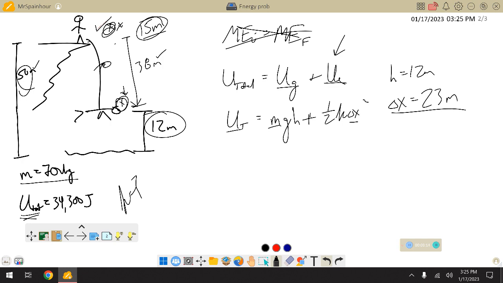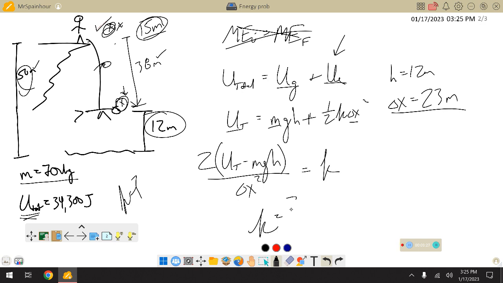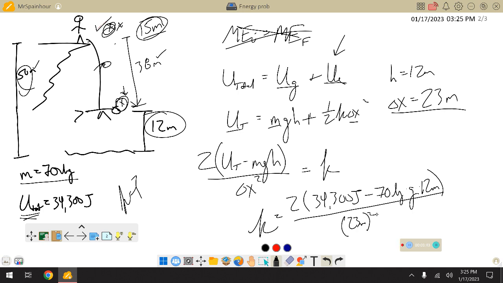So now all I need to do is algebra and plug numbers in. So I'm going to subtract MGH on the other side, multiply everything on both sides by 2, divide everything by delta X squared, and that should give me K. So let's go ahead and plug those in real quick. 2 times 34,300 joules minus 70 kilograms times G times the 12 meters, like I was saying. Make sure you put closed parentheses on that, divided by 23 meters squared, and if done correctly, that should end up as 98.7, and those units are newtons per meter because it is a spring.